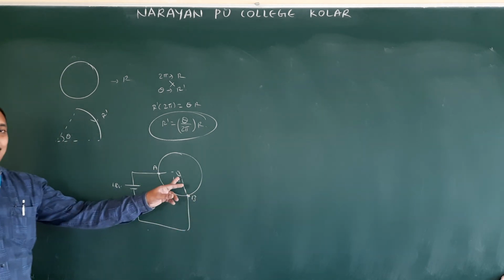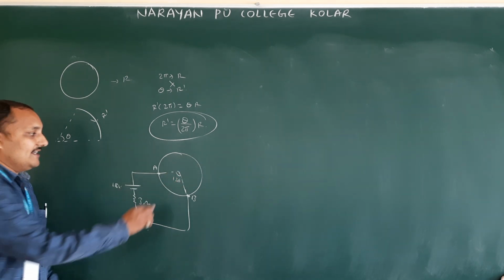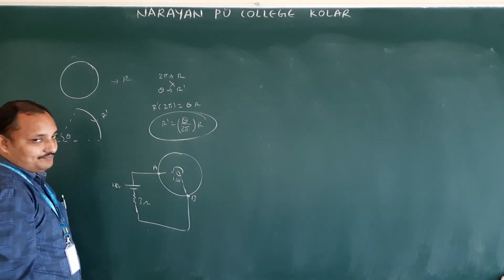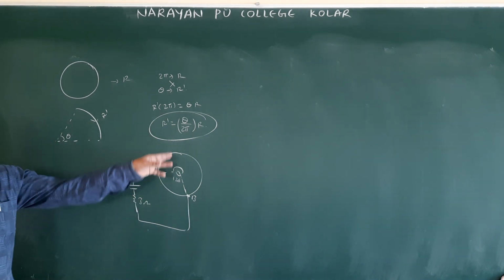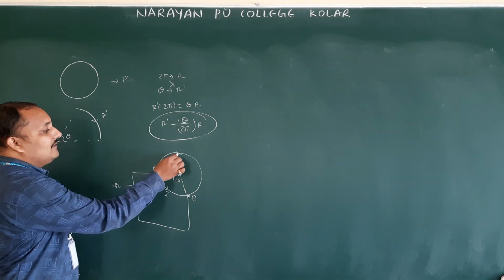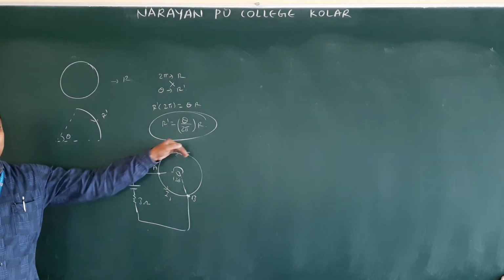In this, two wire components are there. This is one wire, this is one wire. In this, theta is 120 degrees. The remaining is 360 minus 120, because the total angle is 360 degrees. Sometimes they will ask what is the current flowing through this one, I1 and I2, because these two resistors are connected in parallel.